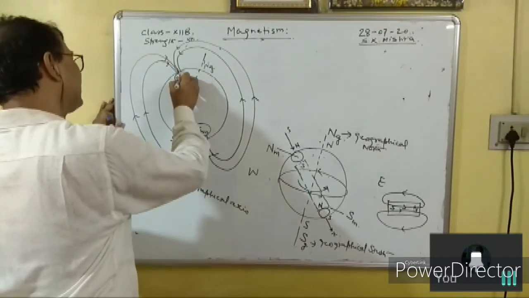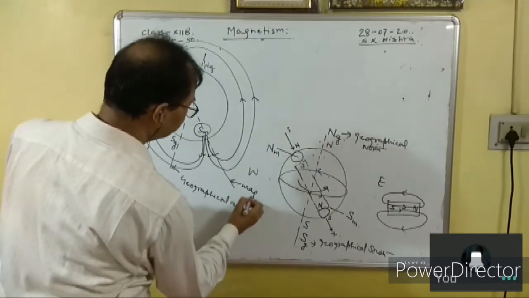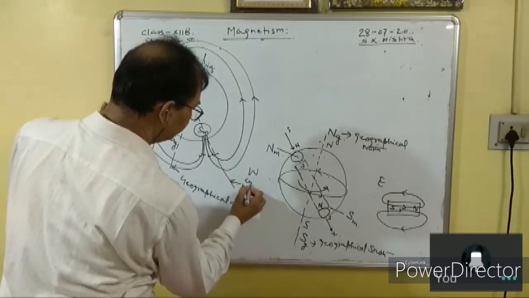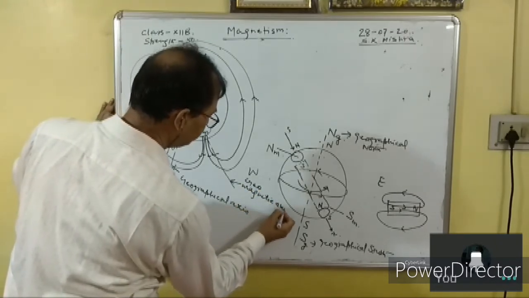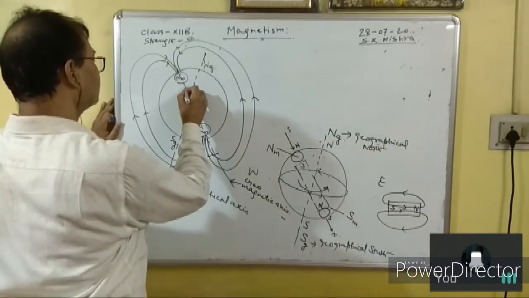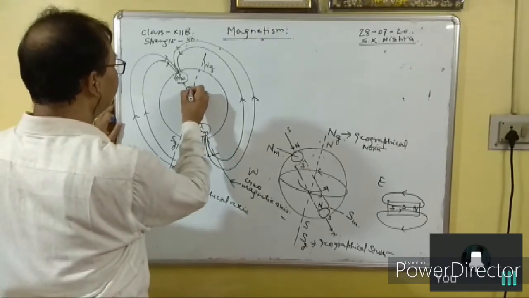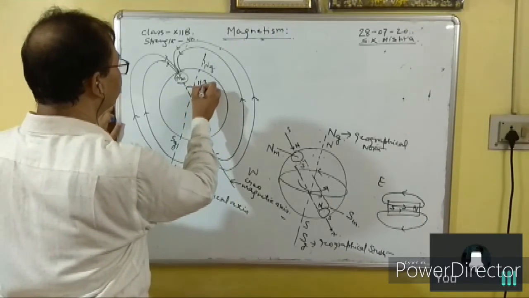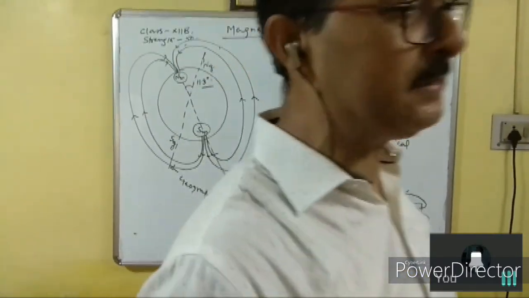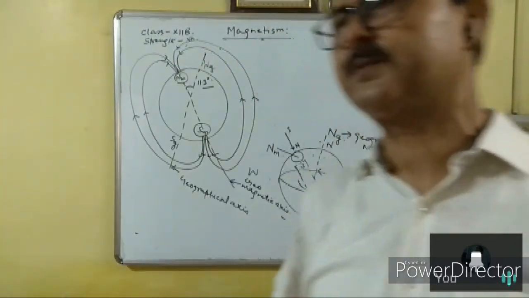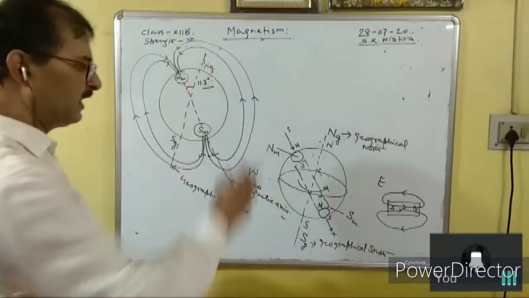I'm making the Earth once again to show you the direction of the magnetic field lines of Earth. So this is the Earth. Here is your geographical axis, not geometrical. This axis is called the geographical axis, about which Earth keeps on rotating. So this is the axis of rotation also.